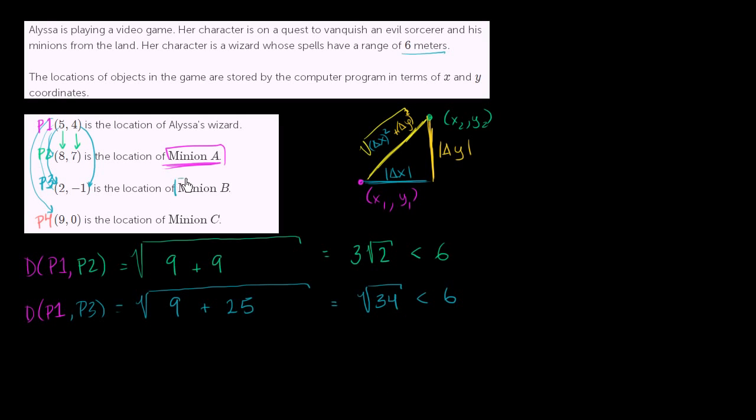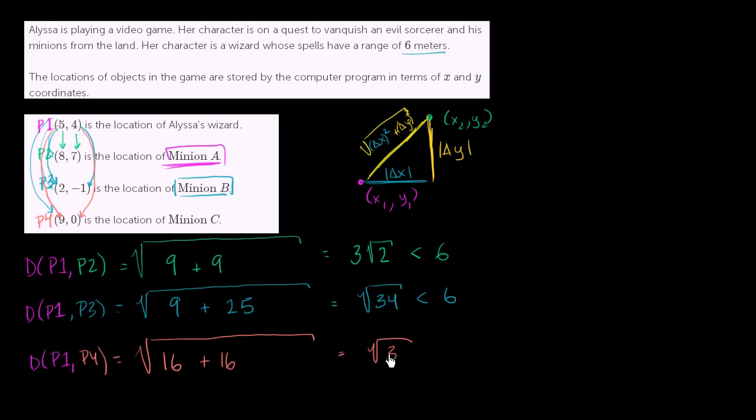So minion B is also in reach. Now let's think about this last point. The distance between P1 and P4 is going to be equal to the square root of our change in x squared. Change in x is 4, squared is 16, plus our change in y squared. Our change in y is -4, but you square that, you get another 16. So this is going to be the square root of 32, which we could just leave as the square root of 32. The square root of 32 is clearly less than the square root of 36, which is 6. So this is also going to be less than 6.